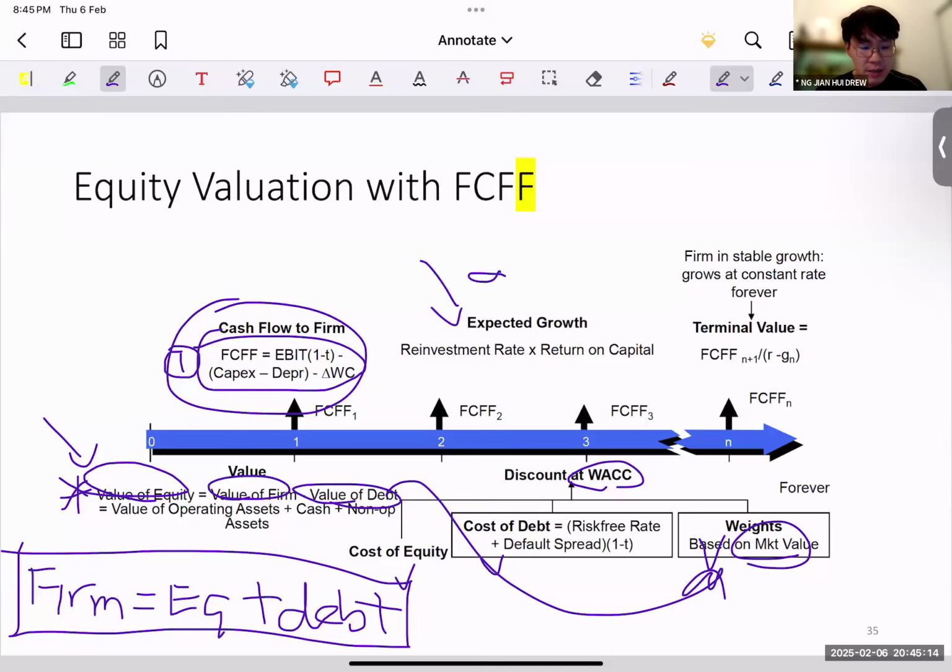The growth rate g, not too difficult. We are just going to assume the sustainable growth rate. Last but not least, we are going to use the terminal value again of a growing perpetuity here. Details will be covered in, I think, the fourth lecture.